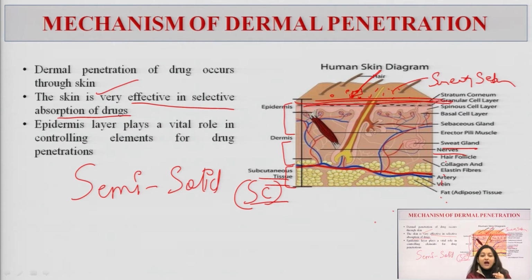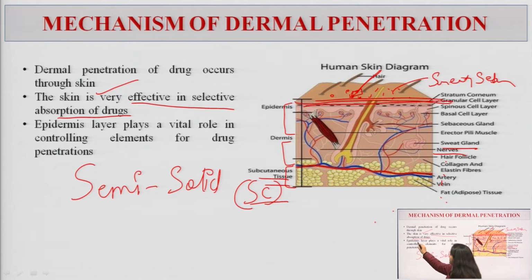Whatever substances are to be absorbed, that is actually being selected by the skin. If the skin feels that yes, I need to absorb this medicament, then only the skin absorbs it. If it does not find it appropriate or fit, it often gets rejected there. So, skin plays a very important and selective factor in absorbing the different types of drugs.